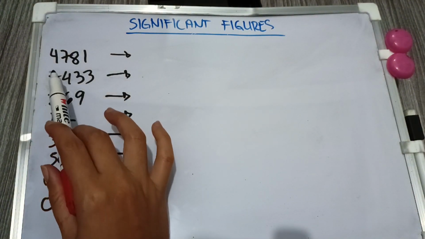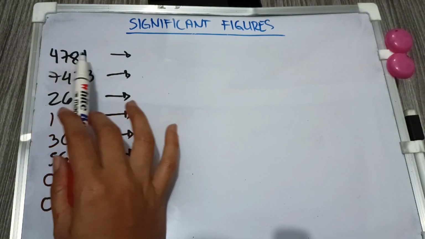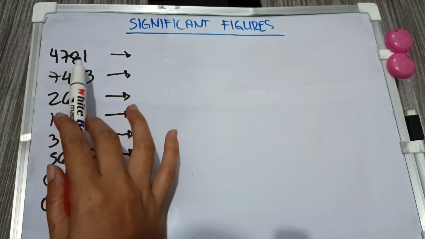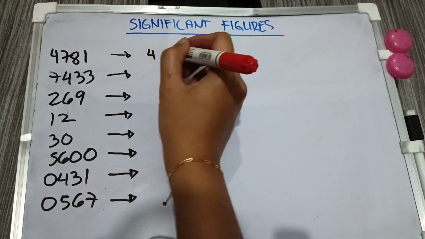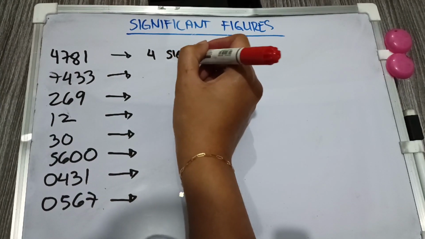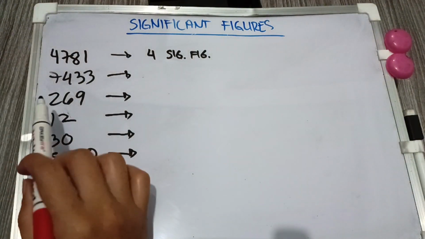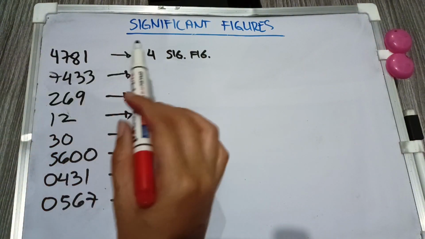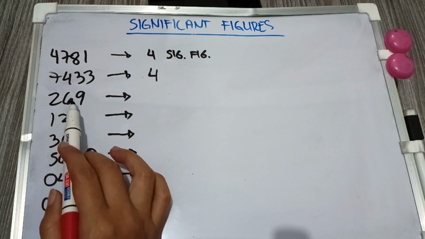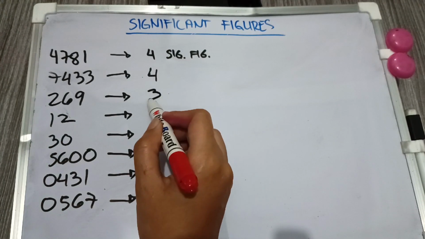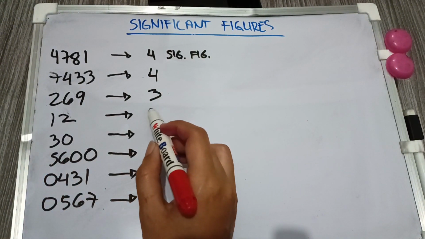Now in example number 1, we have 4781. That is 1, 2, 3, 4. All of these are non-zero digits, so this has four significant figures. Same as this, 1, 2, 3, 4. This has 4. 1, 2, 3. It has 3. It has two non-zero digits.